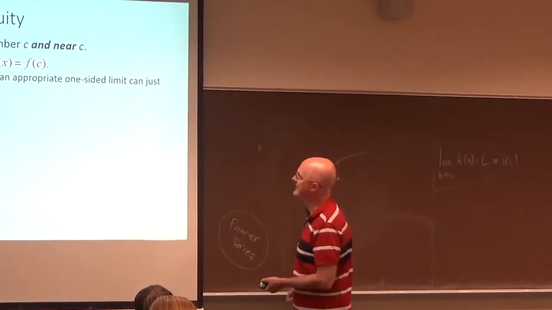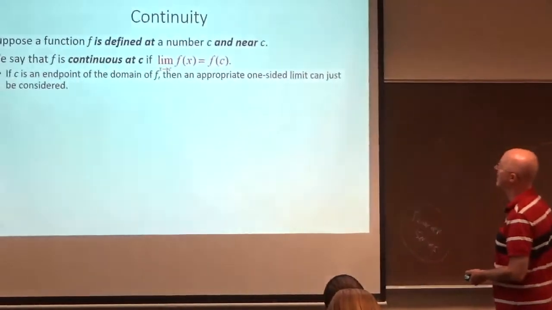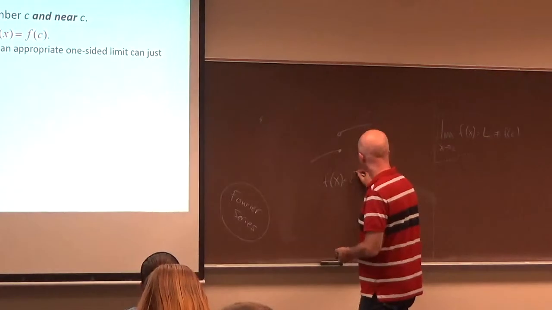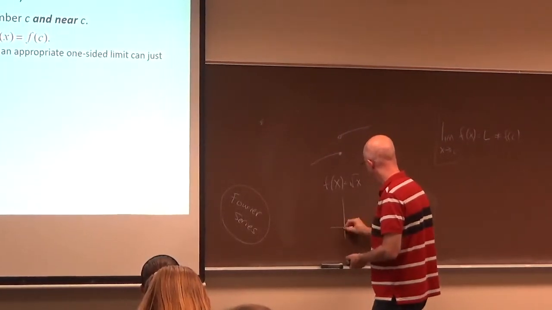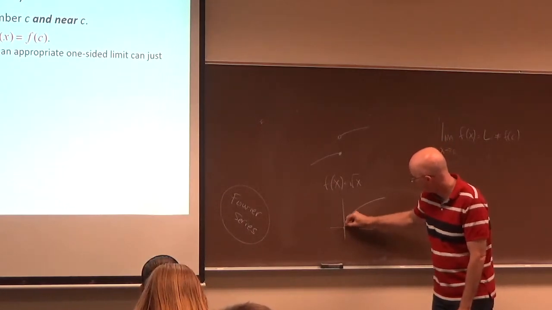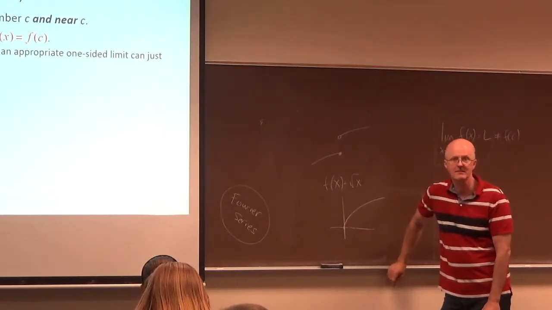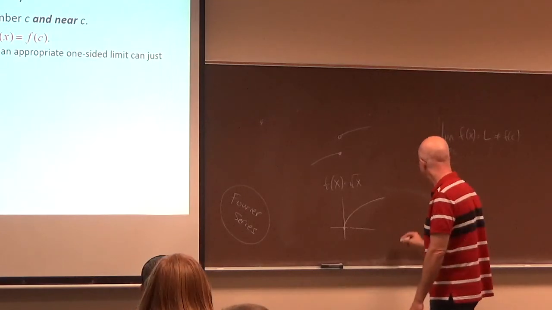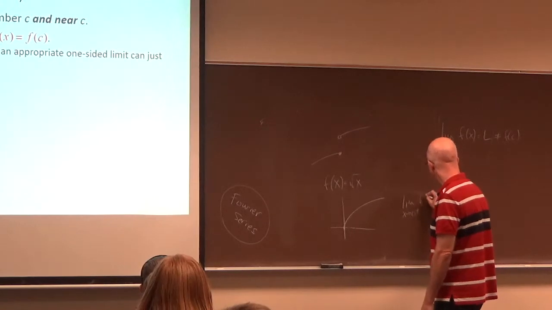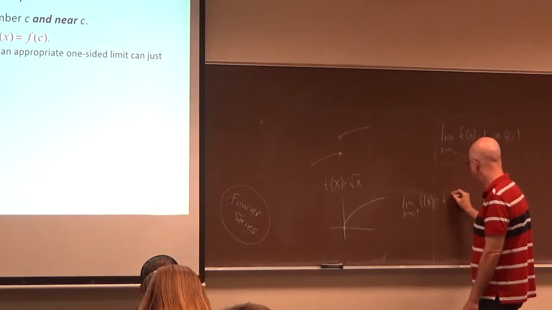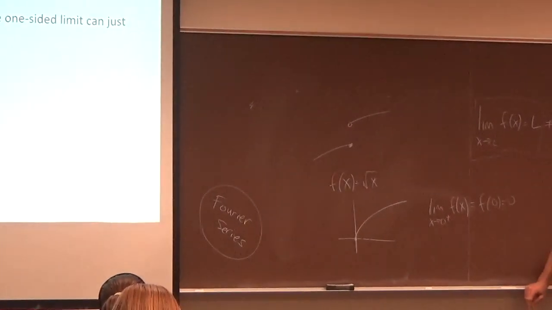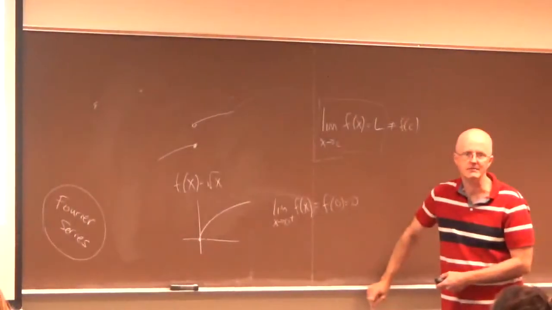If c happens to be an endpoint of the domain of f, then an appropriate one-sided limit can just be considered. For example, with the square root function, the graph looks like that. c equals 0 is an endpoint of the domain. But it's still continuous at 0 because the limit as x approaches 0 from the right still equals f of 0, which is 0. So that's the appropriate one-sided limit in that situation.